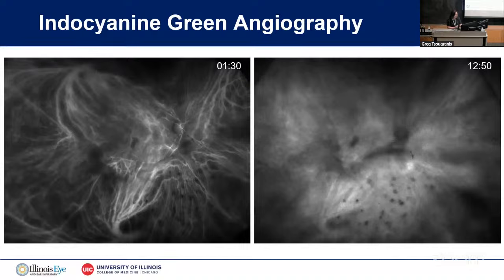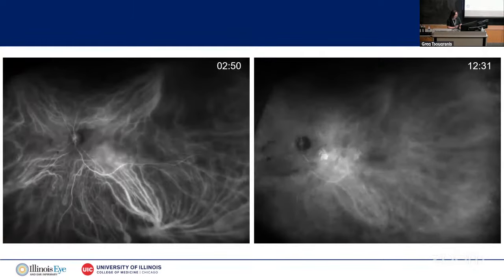ICGA of the right eye shows hypofluorescence in the area of the chorioretinal lesions, and that's present in early and late phases. The left eye, pretty normal overall.